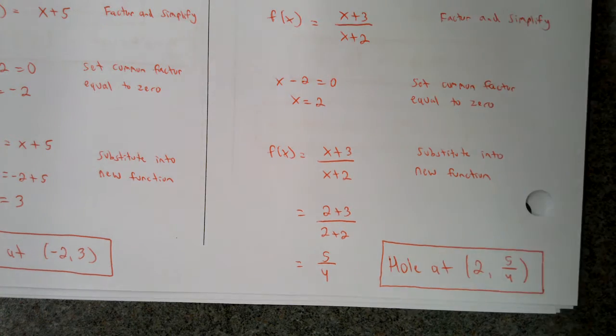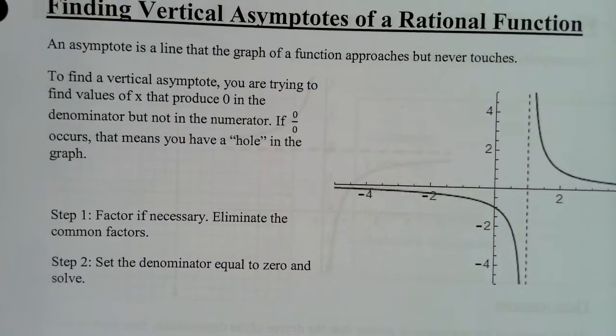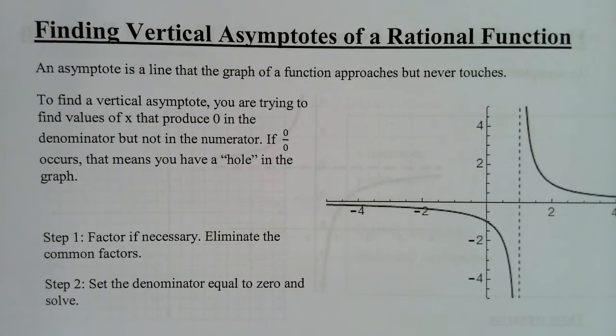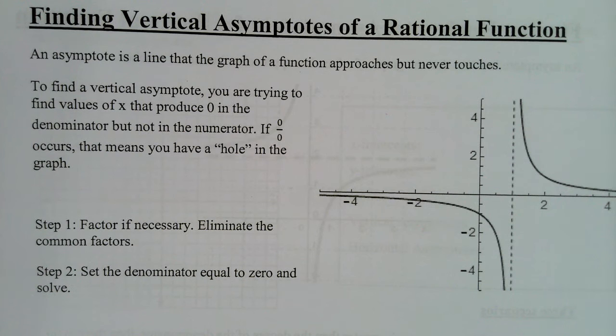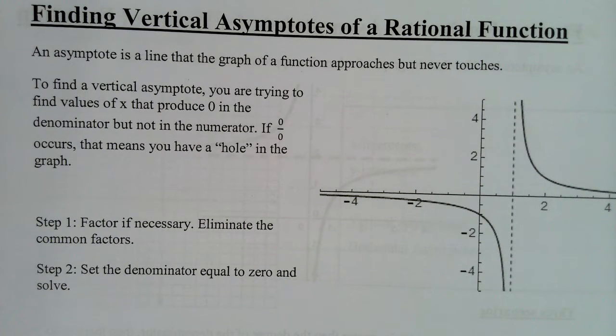We talked about asymptotes early in the year when we did logarithms and exponentials. An asymptote is a line that the graph of a function approaches but never touches. To find a vertical asymptote, you are trying to find values of x that produce 0 in the denominator, but not in the numerator, because that would be a hole. If 0 over 0 occurs, that means you have a hole in the graph.